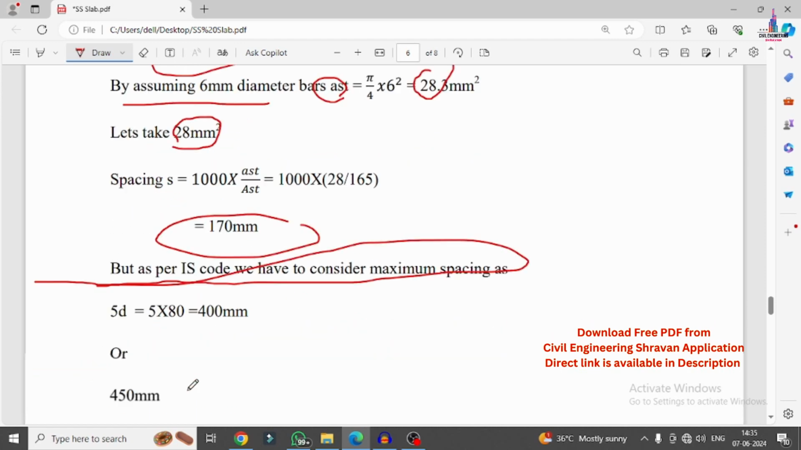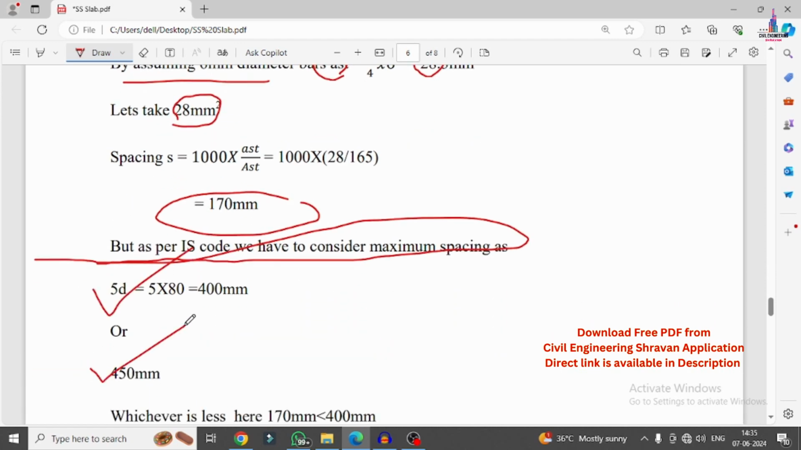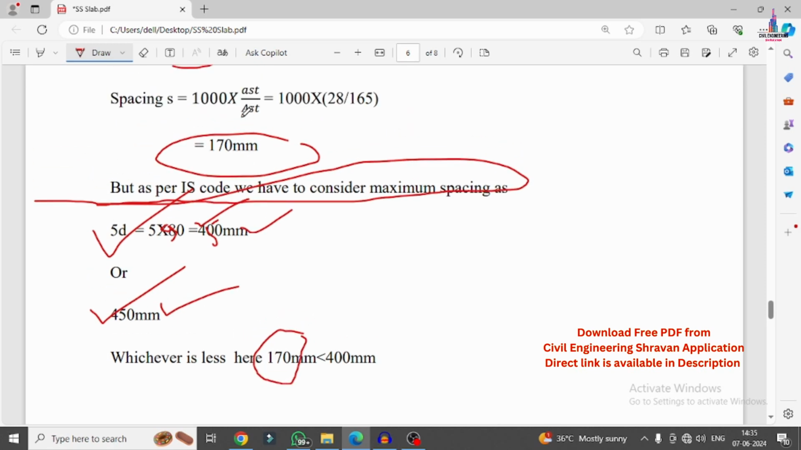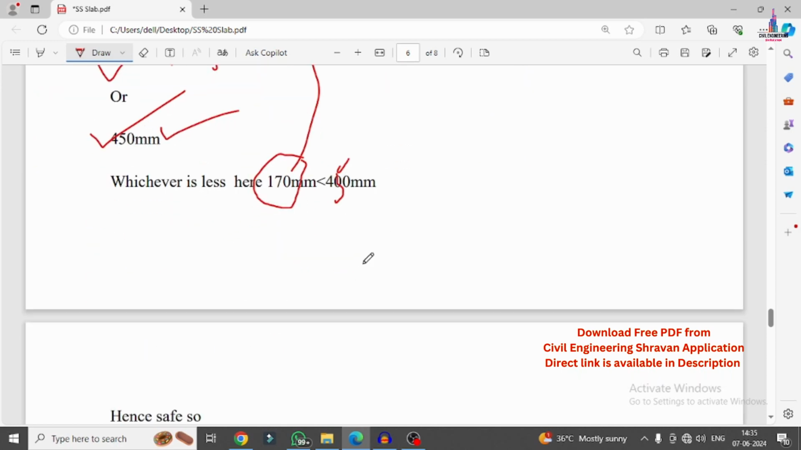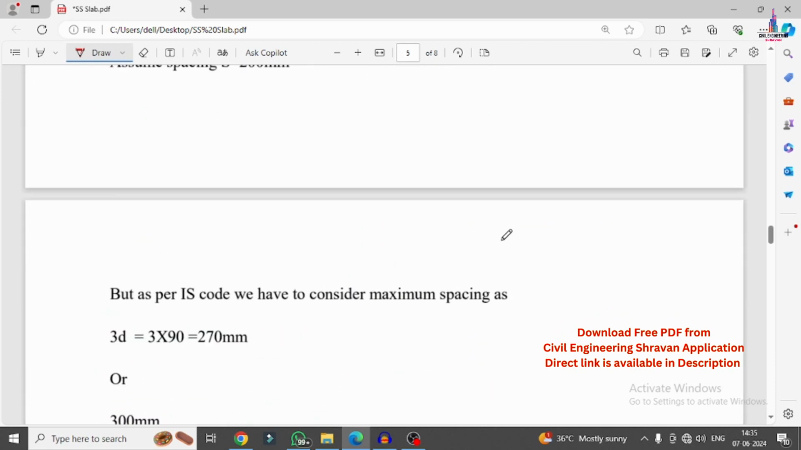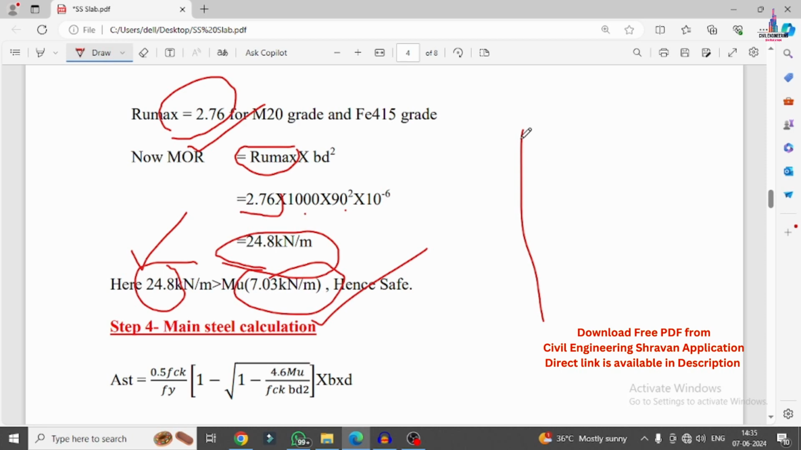But as per the IS code, we have to consider the maximum spacing for the distribution bar also, which is 5D or 450 mm. Sorry, not 5 into 80, it is 90. So here it is 450 value. We have to consider whichever is the lesser value. So the 170 value is less when compared with the 450 mm value. So we consider the distribution steel reinforcement consisting of 6 mm diameter bars placed at 180 center to center distance.